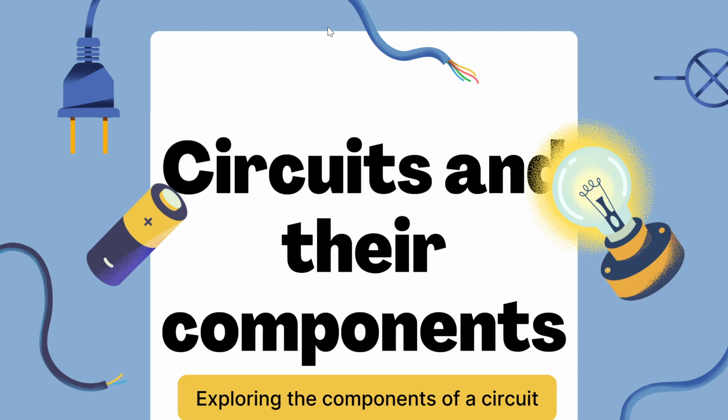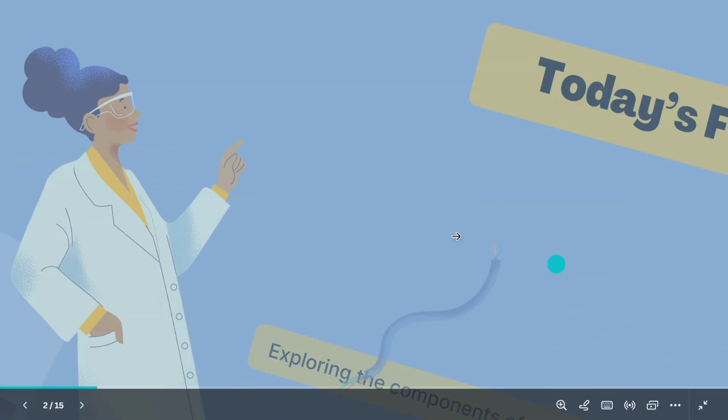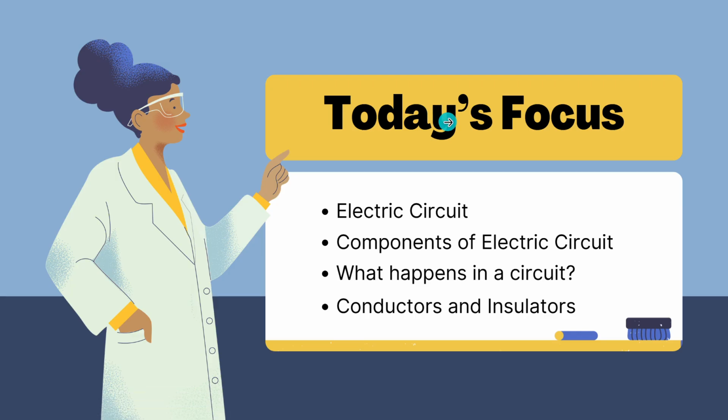Today, we are going to learn about circuits and their components. Our focus today is, first, we learn about electric circuits, then components of an electric circuit, then what will happen in the circuit, and conductors and insulators of electricity. So, let's continue.